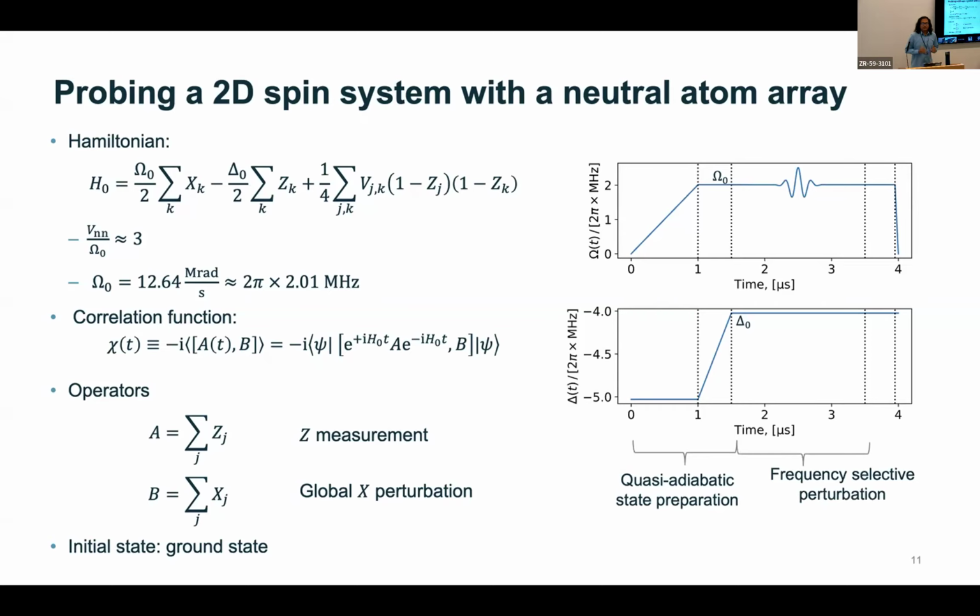Then we apply a frequency selective perturbation. As you can see here, this seems like a Gaussian sinusoid. It is. And we poke the system, and while we're poking it, we actually measure. So once we are measuring, we should actually get A of t, which is what will give us the answer that we're looking for. We found that doing this particular thing works really well in our simulations, and as I will show you in a minute, it works really well in the experiment as well.